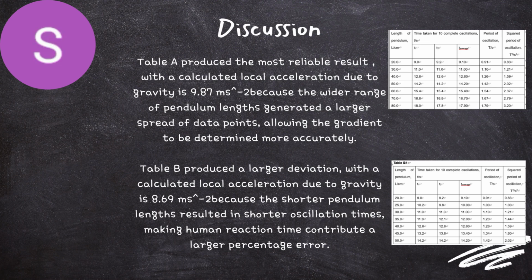For Table B, it produced a larger deviation, with a calculated local acceleration due to gravity of 8.69 m/s², because the shorter pendulum length, ranging from 20 cm to 50 cm, resulted in shorter oscillation times, making human reaction time contribute a larger percentage error.